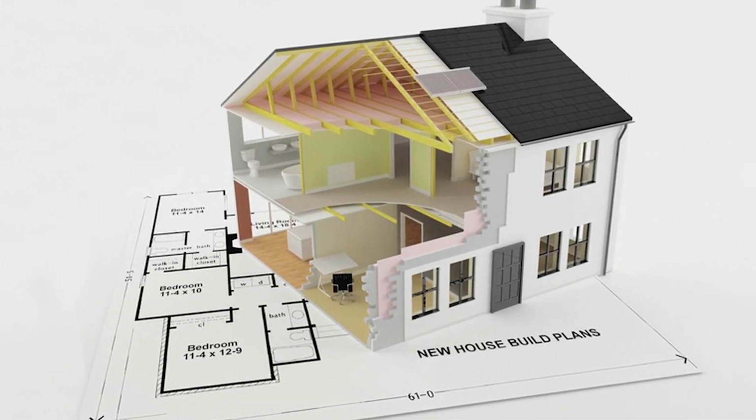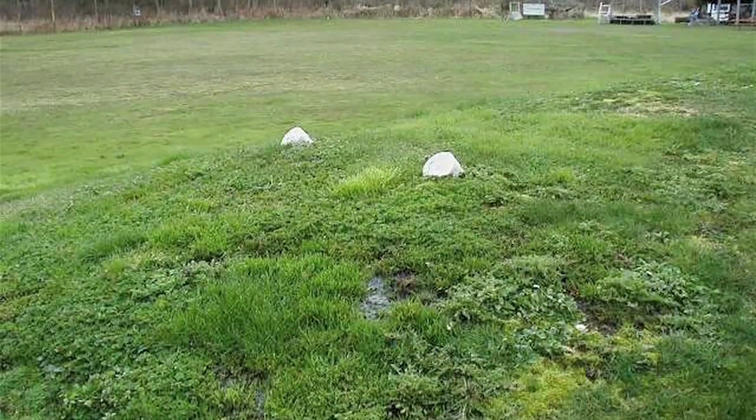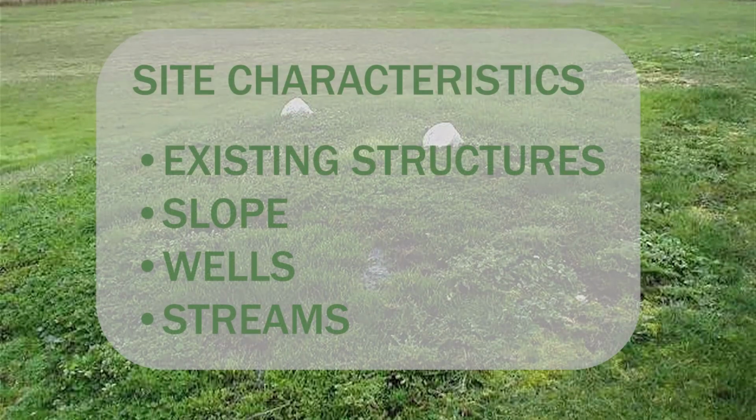When a septic system is designed, the designer and local government will base the size and type of the septic system on the number of bedrooms in the home and the physical features of the property. For design purposes, it is assumed that a bedroom can accommodate 2 people. If you have more people living in a house than the system was designed for, the system can become overloaded and fail. Site characteristics such as existing structures, slope, wells, streams, and other environmentally sensitive areas influence the system's design.